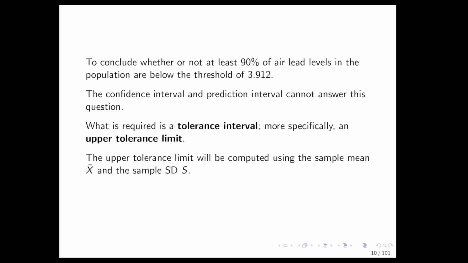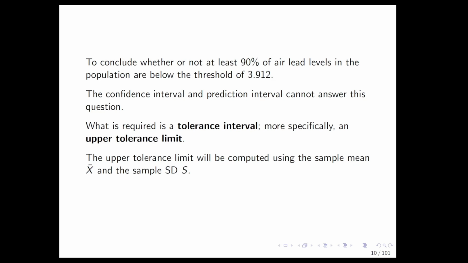All right. Now, the question we are trying to answer is, can I conclude at least 90% of the air lead levels will be below this limit, 3.912, the occupational exposure limit? Here is what we are going to do. We will compute what is called an upper tolerance limit. We will see how to compute that. If that upper tolerance limit is below 3.912, we will conclude at least 90% of the air lead levels is below this limit. So this is how we are going to address this problem.